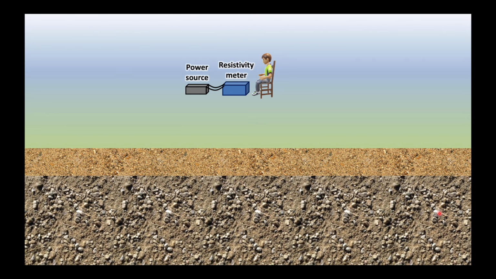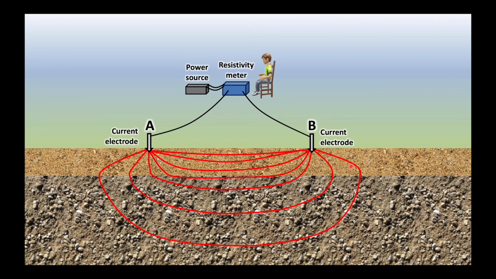You're going to need a good power source. Normally it's some batteries, sometimes it's a generator. You're going to need some good, well-insulated cables to take the current to your 2 current electrodes. These are called A and B. And when everything is connected, we can inject current into the ground, which we measure in milliamperes. Another thing we want to measure is the potential difference between our 2 potential electrodes. These are called M and N. The potential difference is measured in millivolts.